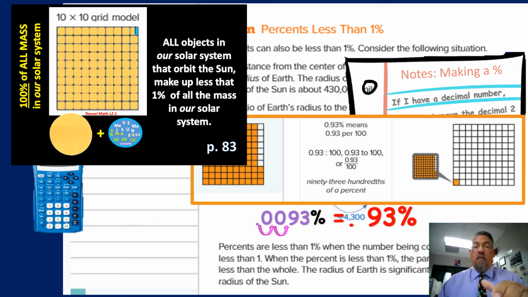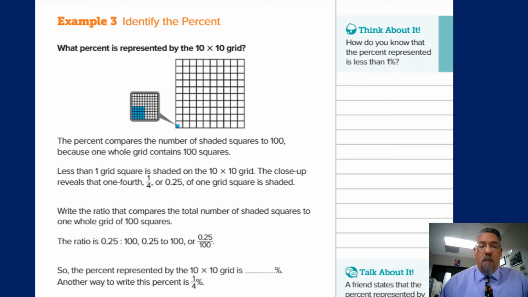So I did this grid to show you that this is a little itty bitty portion of what all the mass is outside of the sun. So we go through this process in the same way, right? We're showing you that this one box, only 1/4 of it is shaded in, or 0.25 of it is shaded in. So if it's 1/4 or 0.25, 25 hundredths, well, then what percentage would that be?